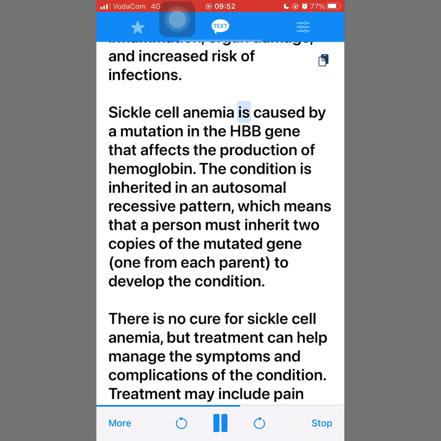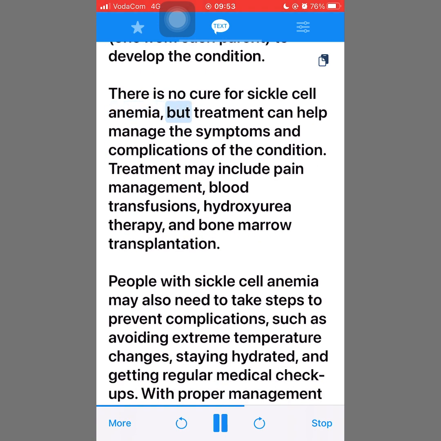Sickle cell anemia is caused by a mutation in the HBB gene that affects the production of hemoglobin. The condition is inherited in an autosomal recessive pattern, which means that a person must inherit 2 copies of the mutated gene, one from each parent, to develop the condition. There is no cure for sickle cell anemia, but treatment can help manage the symptoms and complications of the condition. Treatment may include pain management, blood transfusions, hydroxyurea therapy, and bone marrow transplantation.